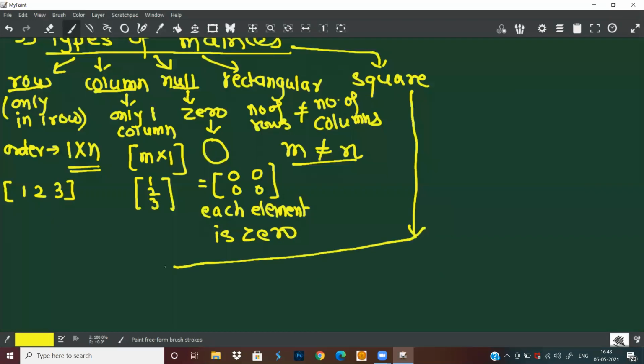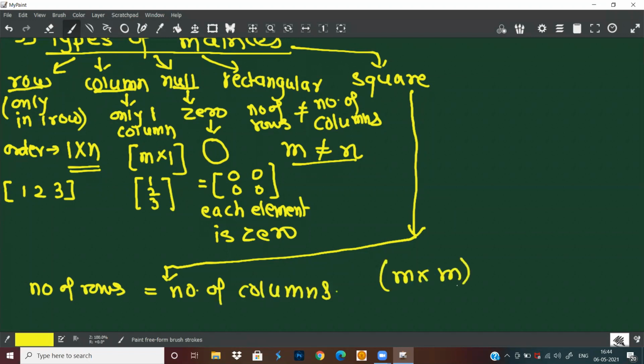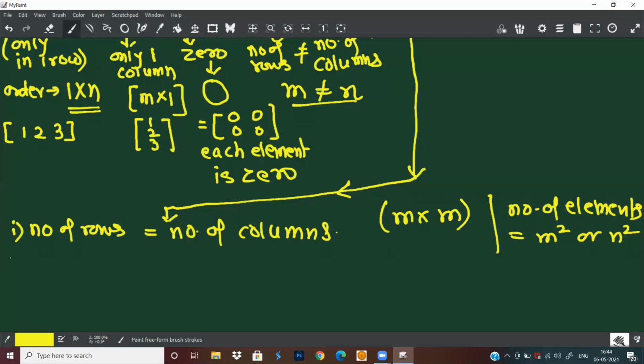Now, square matrix: number of rows are equal to number of columns. मतलब इसकी order रहेगी m by m. All right? And number of elements रहेंगे m square। Order रहेगी m by m. All right? Now only square matrix. This is the first thing that I want to tell you.